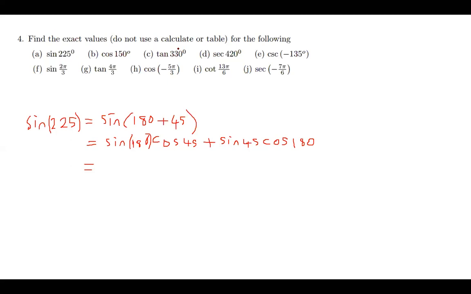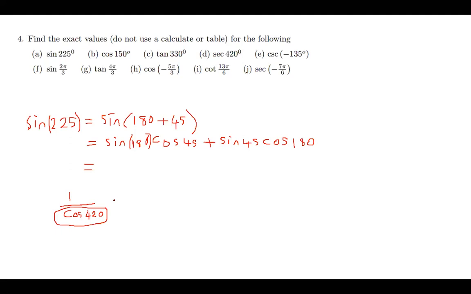For sec 420, let me also say something about this. This should not confuse you. Sec is nothing but 1 over cos. So since it's sec 420, we're going to have 1 over cos 420. You can first find the value of cos 420 using the compound angle formula.